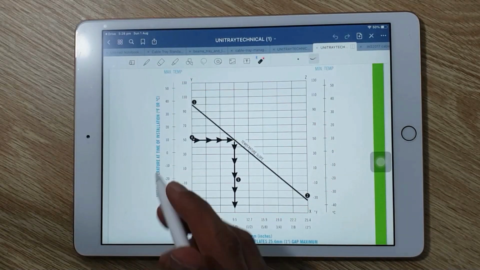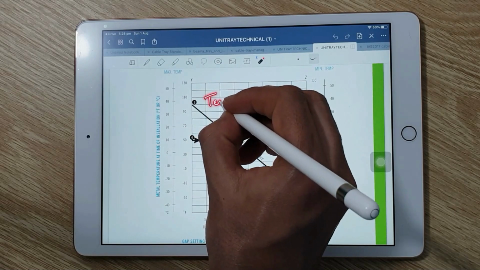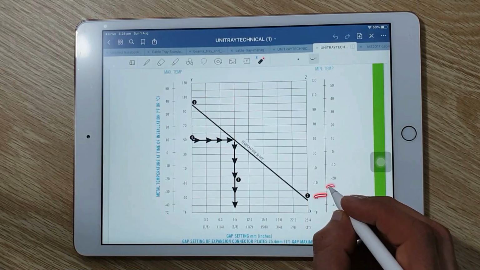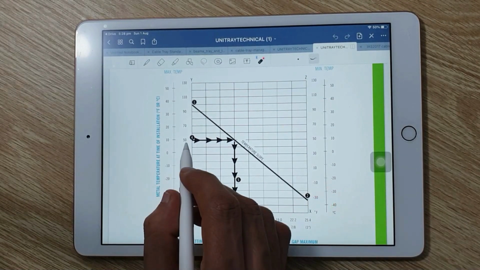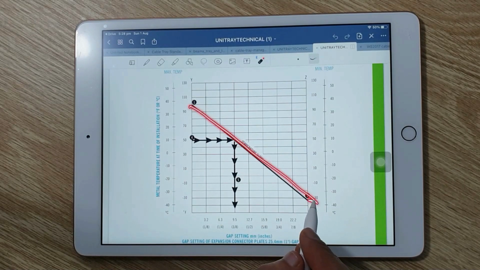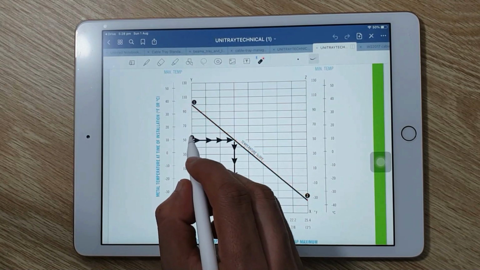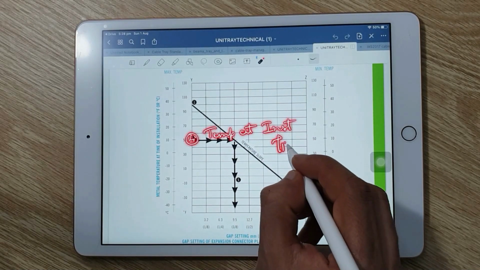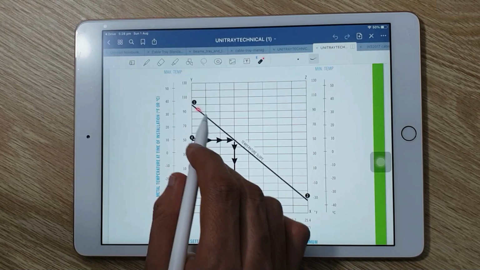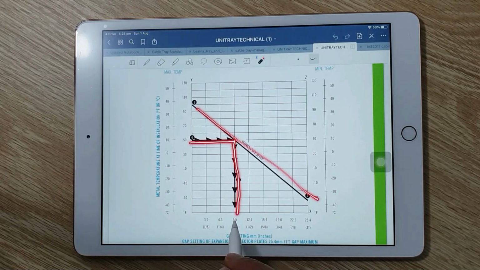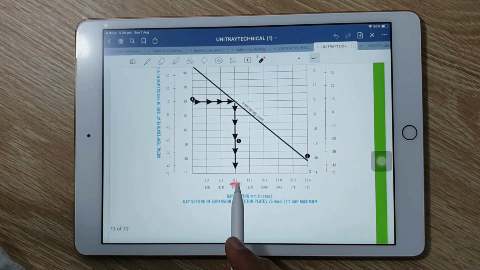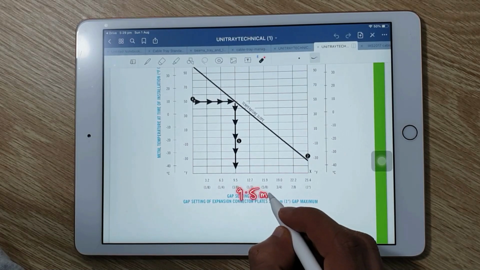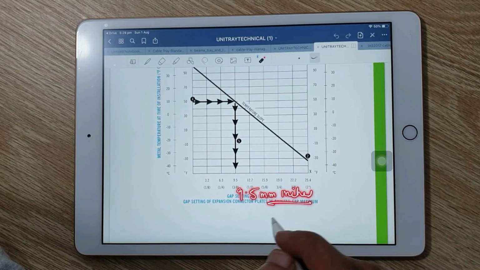The expansion value is calculated from this graph. On the y-axis we have maximum temperature, on the z-axis we have minimum temperature. So we are drawing a straight line from maximum to minimum temperature, and we are also drawing a straight line from temperature at installation time. So whatever value we get on the x-axis is the value of expansion. So 9.55 mm is the gap setting between two cable trays in our condition.